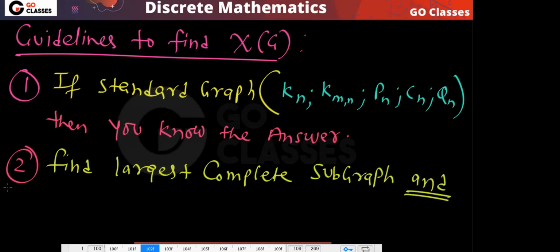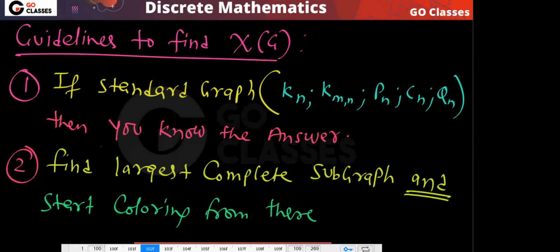Directly give different colors to these vertices, and start coloring from here. Okay, so directly give different colors to those vertices. Is this clear? So very simple.